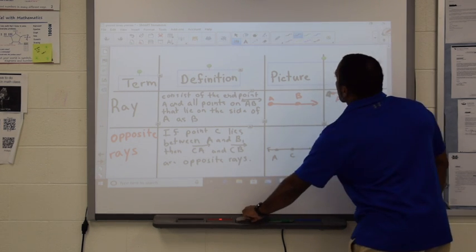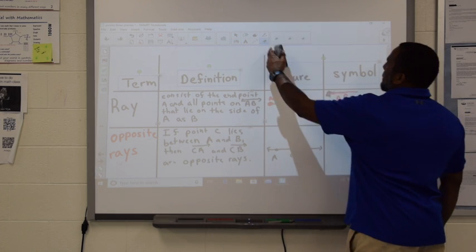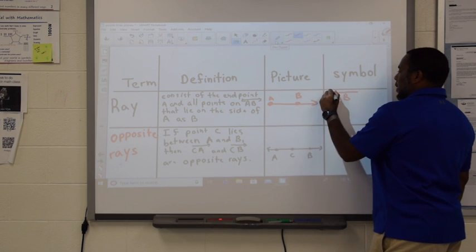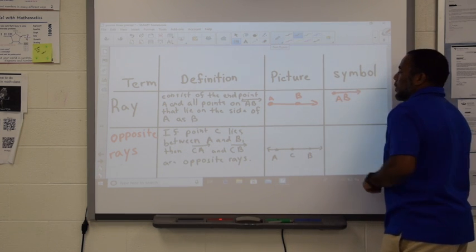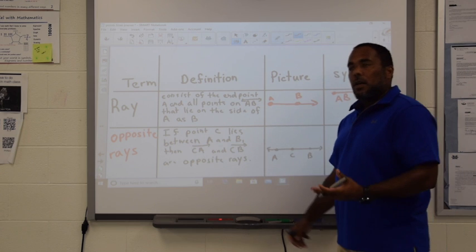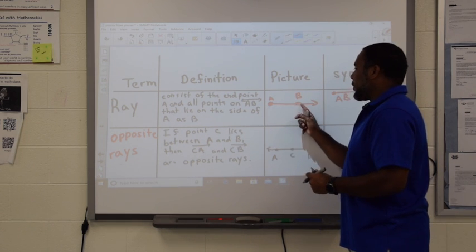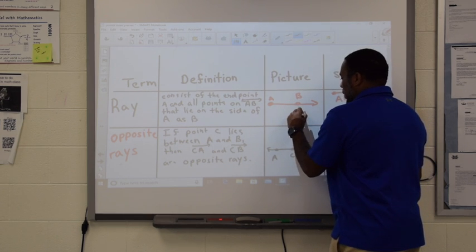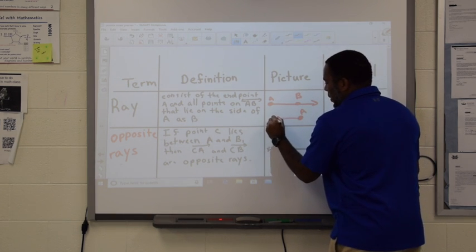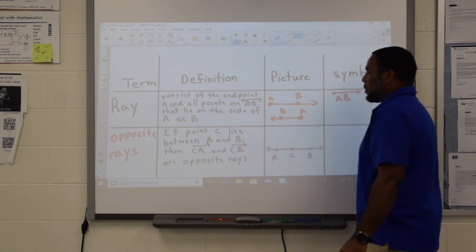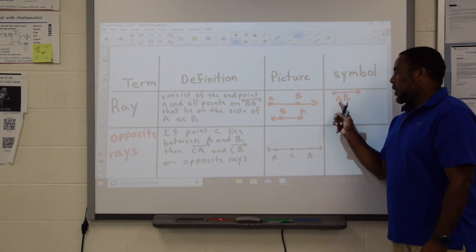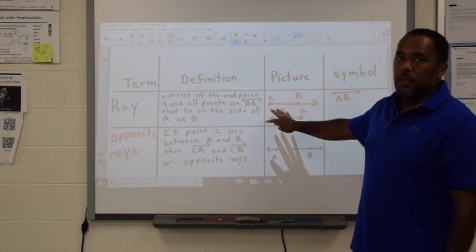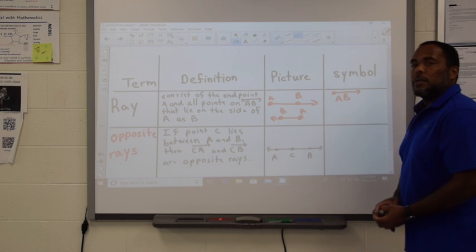It does have that endpoint here at A and goes through B. Rays are a little special. It does have to start at A and go through B. This could have been drawn this way, from A through B. Both of these represent ray AB. You cannot write BA for this picture. That's kind of a big deal.